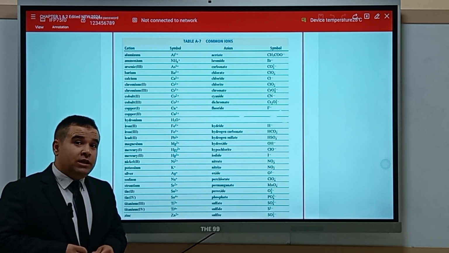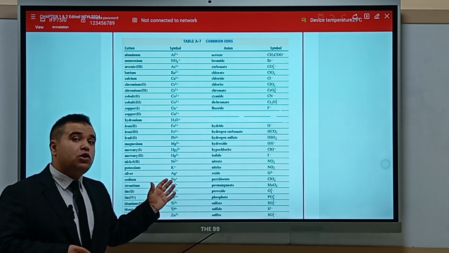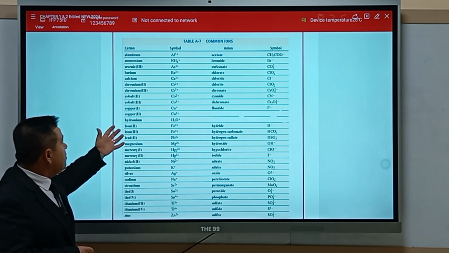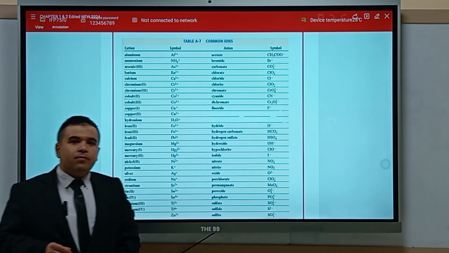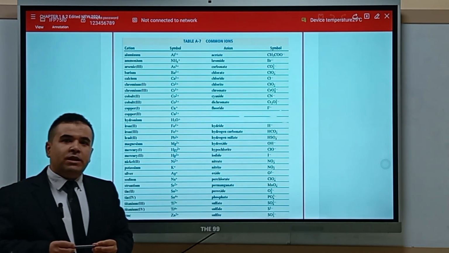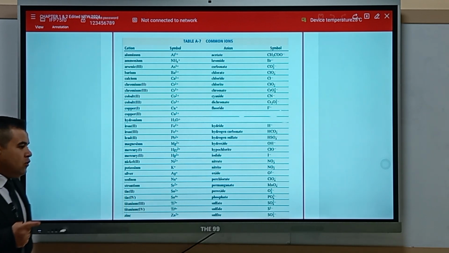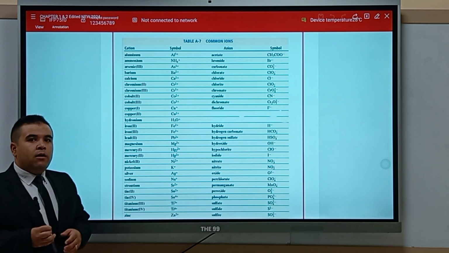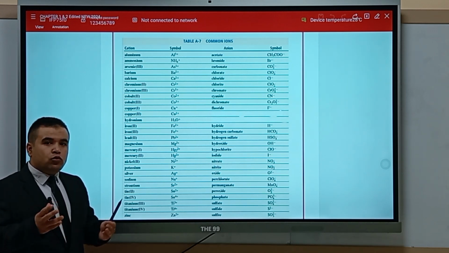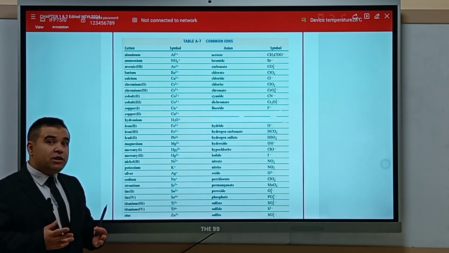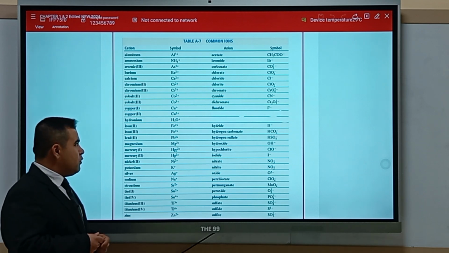So prior to coming to grade 12, you have to take a quick revision on the table. And the table, whether it's monatomic, meaning single atoms, or polyatomics, meaning a group or a cluster of atoms, they form an ion. These two should be memorized for grade 12 in order to know how to form the compounds, because we will be dealing with the groups of ionic and molecular compounds as well.